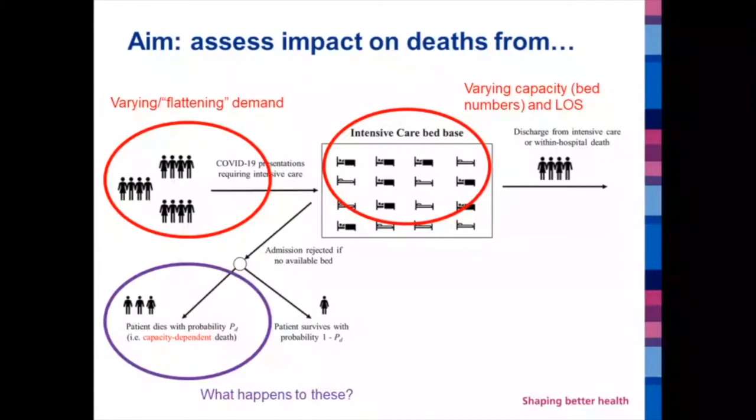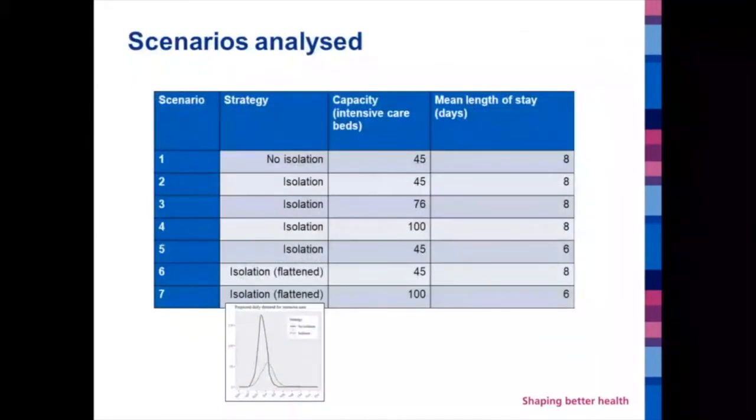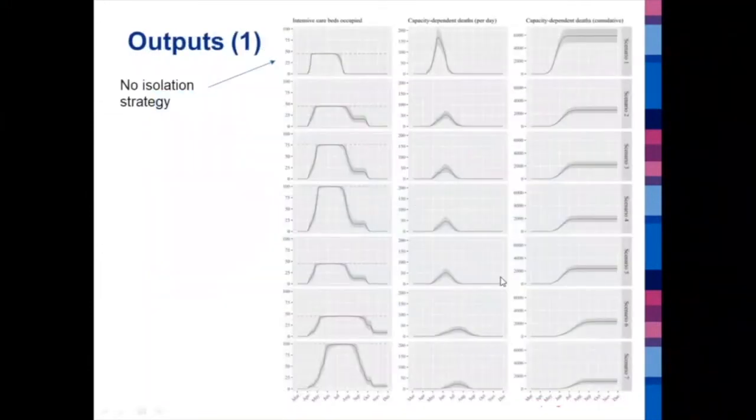So the scenarios analysed then as part of this illustrative example, we've looked at 7 scenarios. The strategy here relates to the public health intervention in terms of the effect on demand, so whether no isolation, whether the isolation measures I mentioned just then are applied, and if we can further flatten the demand curve. And for those, we look at various levels of capacity in terms of intensive care beds and the length of stay in intensive care.